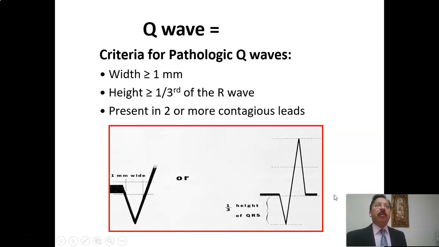Another thing you have to look for is the presence of Q waves. If you get a significant Q wave, this is real infarction. That means that area of the myocardium is dead. The criteria for pathological Q waves include a width of more than 1 mm and a height of more than 1/3 of the preceding R wave, and it should be present in 2 or more anatomically related leads.